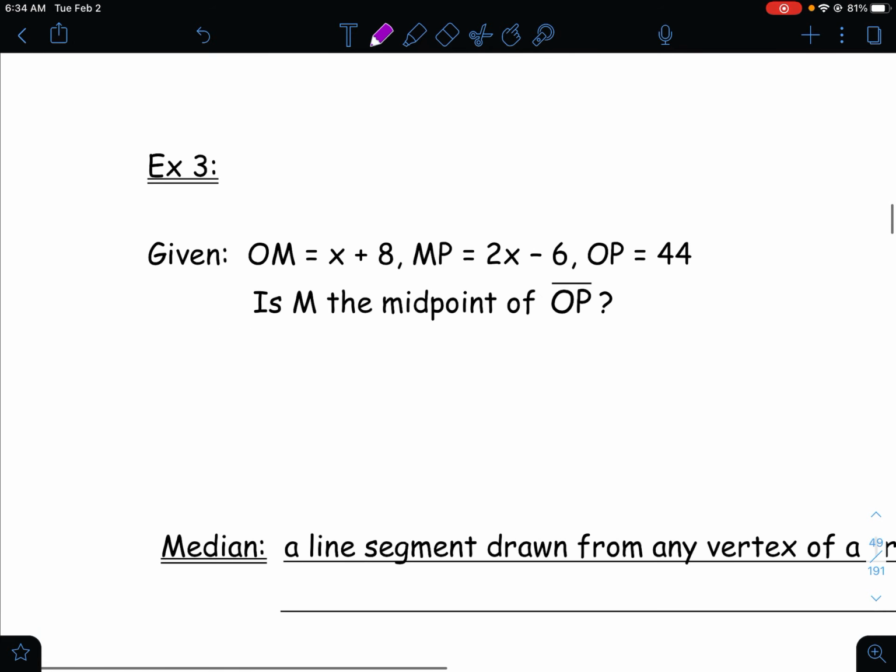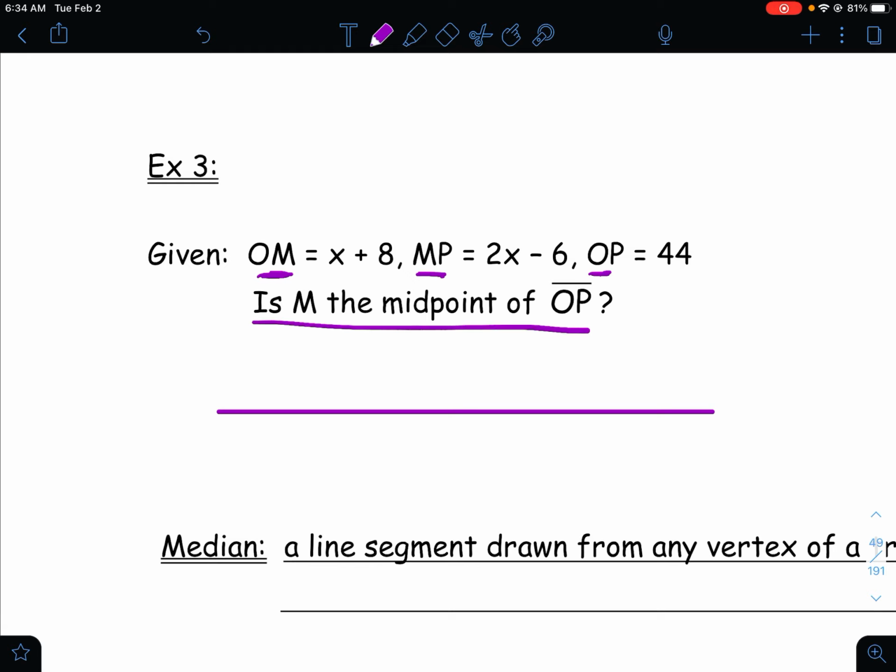All right, next. It says, given that OM is x plus 8, MP is 2x minus 6, and OP is 44, what is the midpoint of OP? All right, so let's go ahead and write this out here. We have O. Here's the thing, too. You kind of have to look at the information given so that you can draw a picture. This is kind of confusing. It's like, well, where does the P go? Where does the M go? What's going on? So what we're going to do here is, they're asking, is M the midpoint of OP?